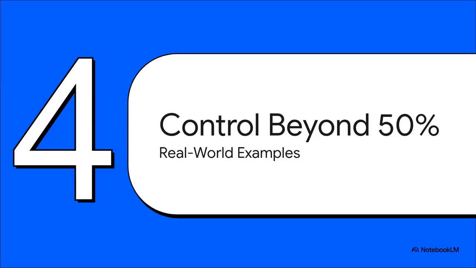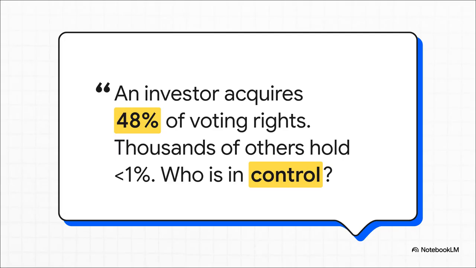Okay, so now that we have those three pillars down, let's look at how this plays out in the real world, because this is where it gets really interesting. IFRS 10 makes it clear that you can have control even without owning a majority of a company. All right, check out this scenario. It's adapted from an example right in the standard.